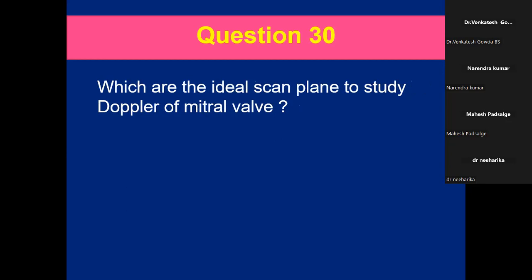4-chamber. Apical 4-chamber view. 2-chamber view. 4-chamber, 2-chamber, 3-chamber, 5-chamber, and short axis. Short axis, very short axis at the mitral valve.